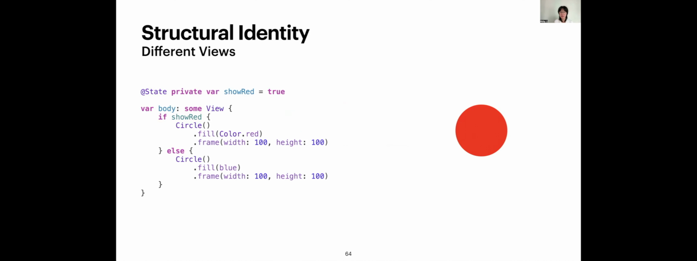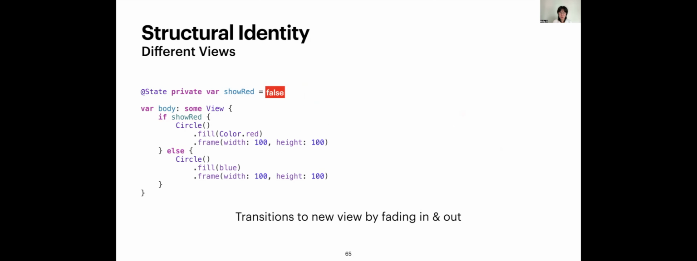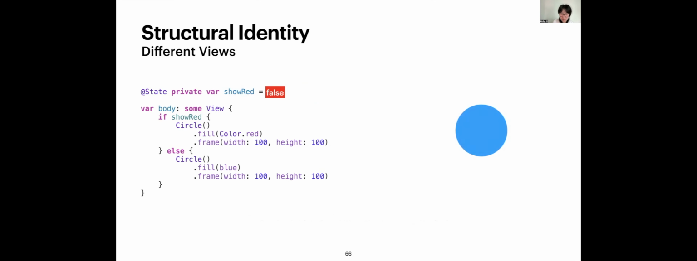Here's a more concrete example. We have a state variable showRed. If showRed is true, we show a red circle, and else we show a blue circle. When showRed becomes false, SwiftUI sees two different views in two different branches. So it fades out the red circle and fades in the blue circle. The views are destroyed and recreated.